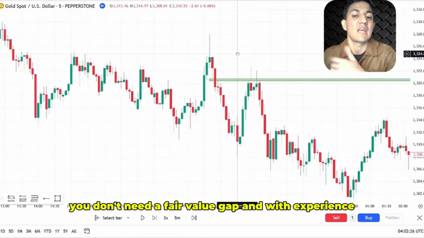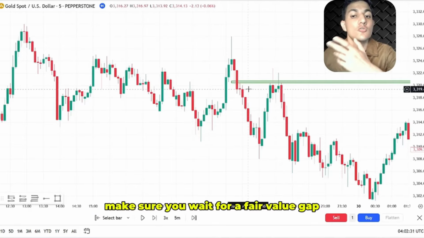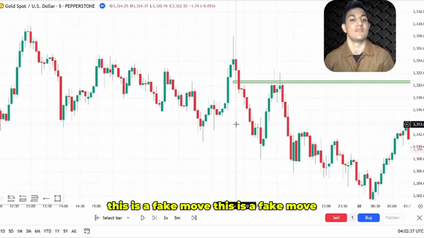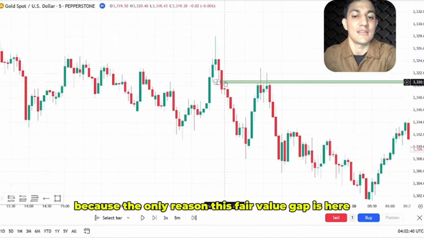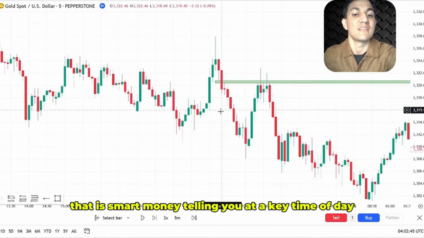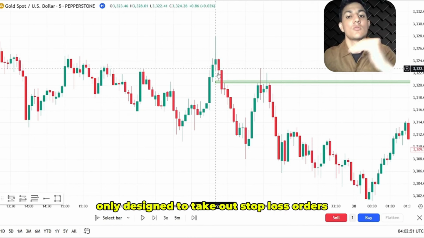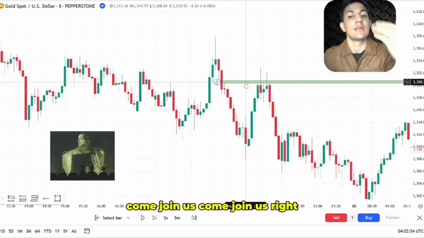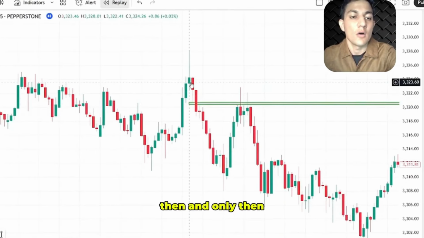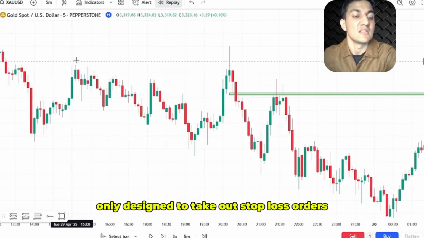You don't need a fair value gap, and with experience, you won't need it. But if you're a new trader or if you're unprofitable, make sure you wait for a fair value gap, because the fair value gap is essentially smart money screaming at you, saying, hey, look, this is a fake move. The only reason this fair value gap's here is to allow smart money traders to get back into the move, right? So once you see that fair value gap, that is smart money telling you at a key time of day that was a liquidity sweep, a fake move, only designed to take out stop loss orders. They're literally telling you, hey, we're all going to enter here. Come join us, right? So once this fair value gap forms, then and only then am I confident that this is a liquidity sweep, a fake move only designed to take out stop loss orders.